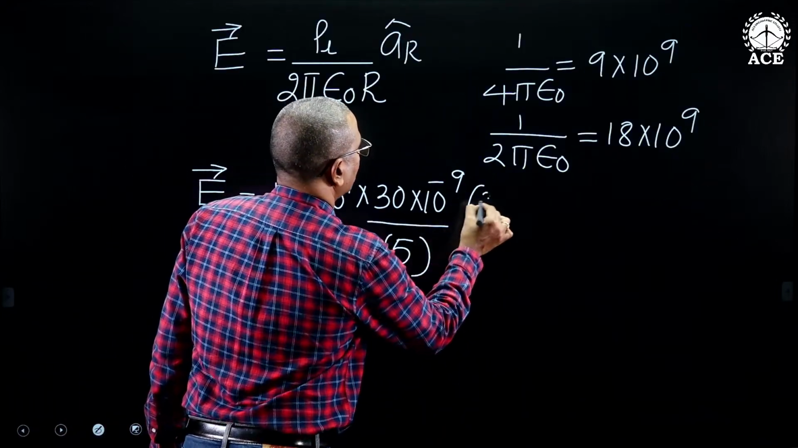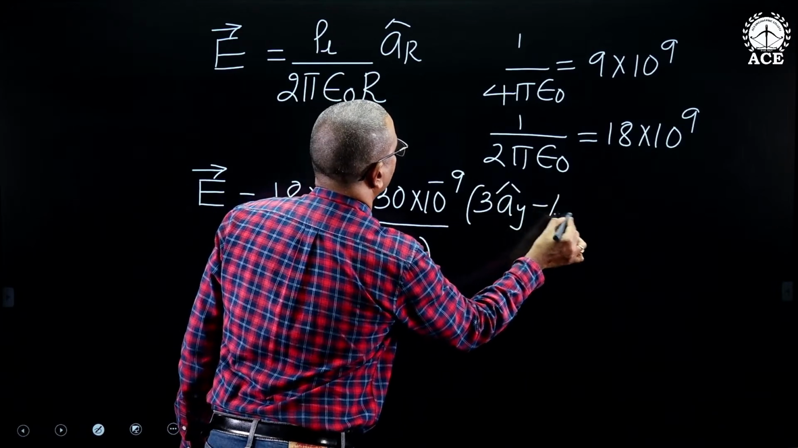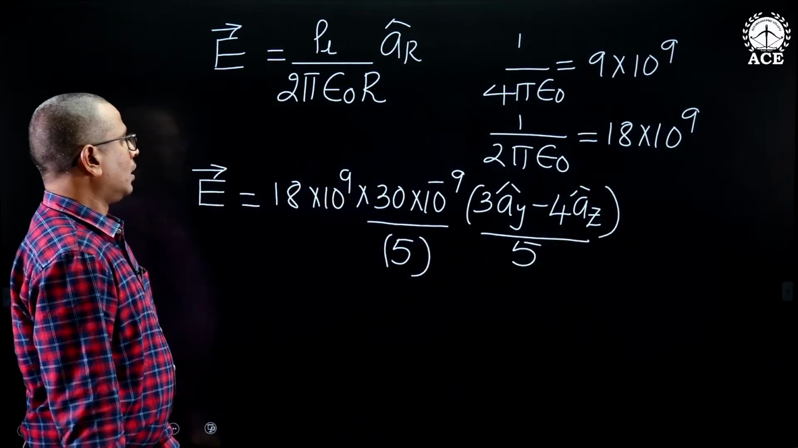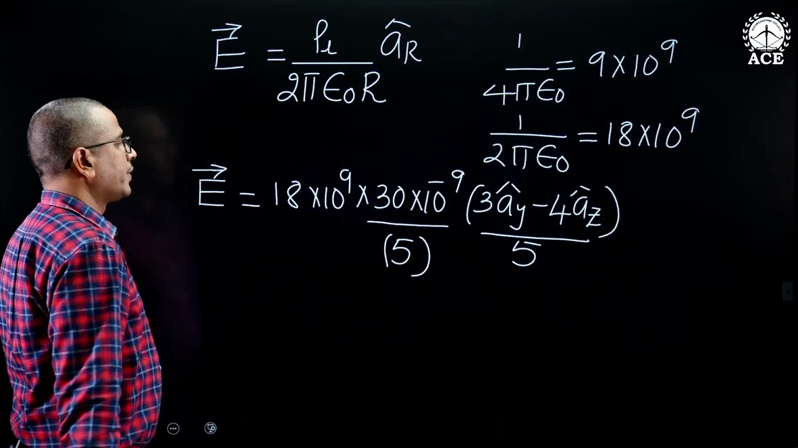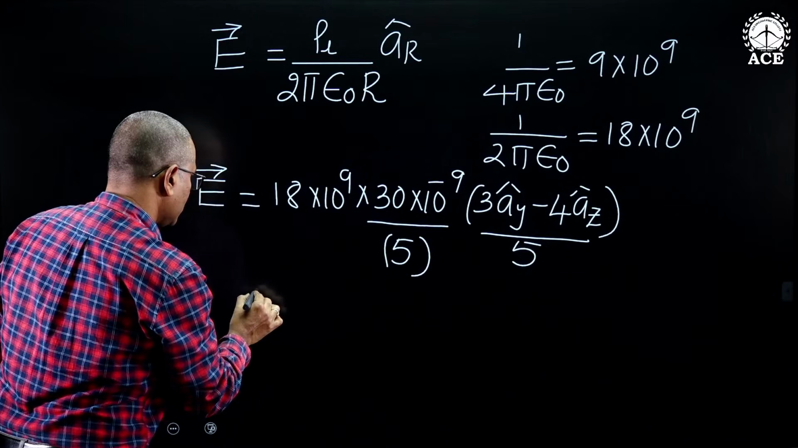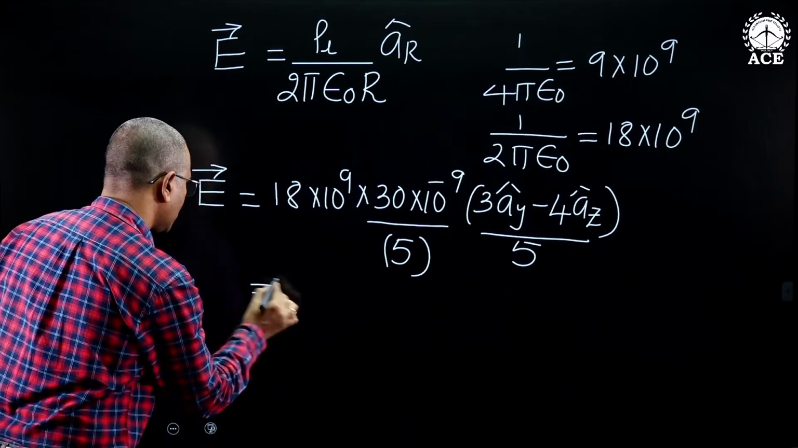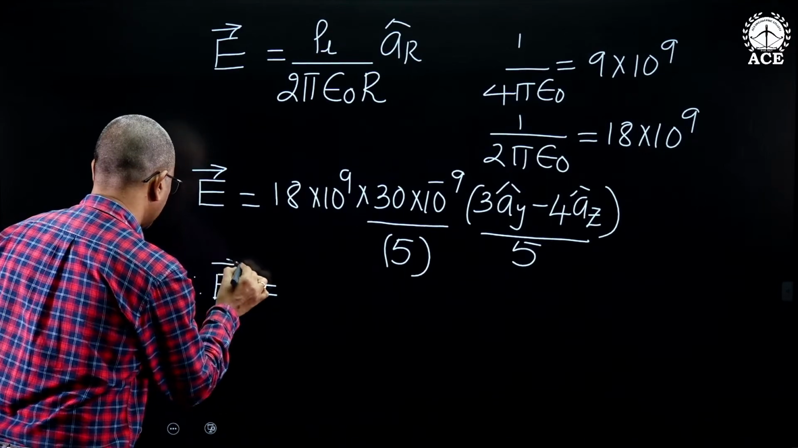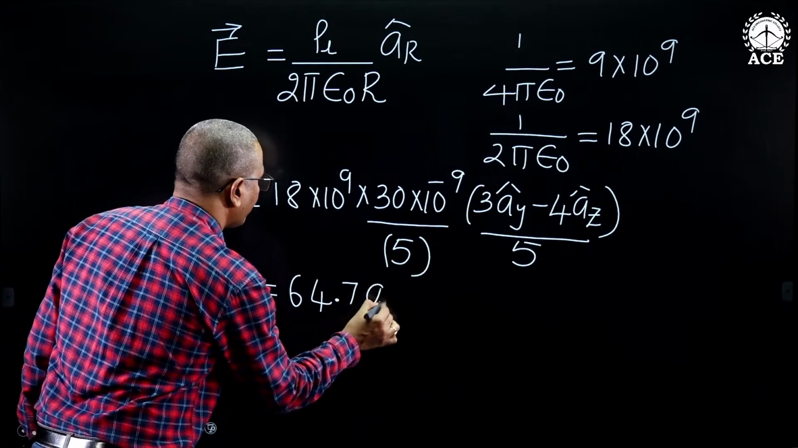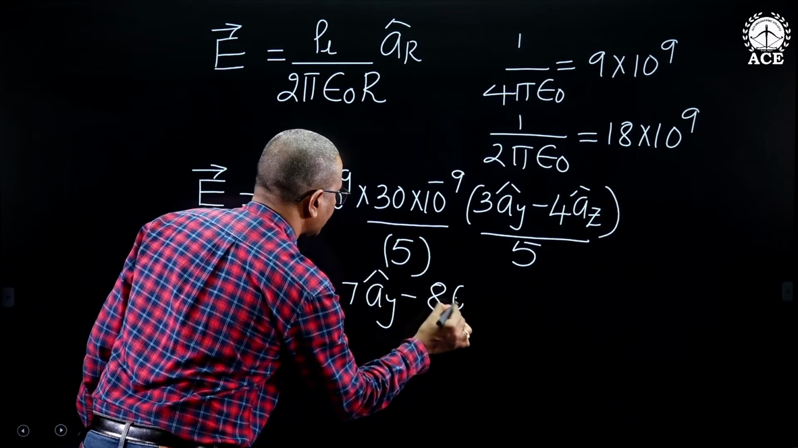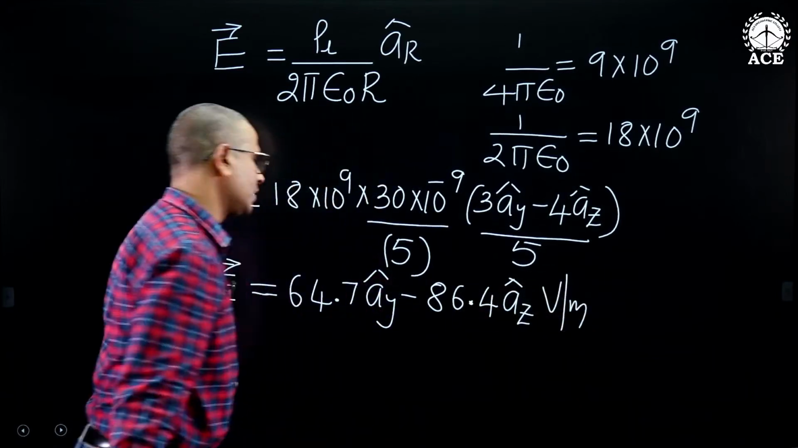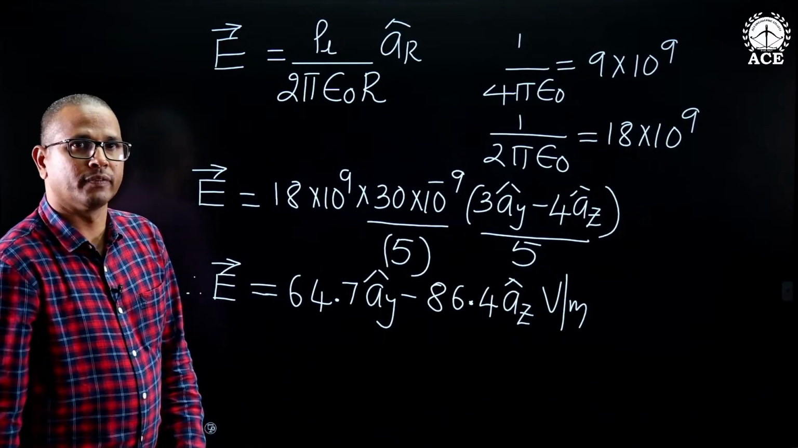I am writing here 3 AY cap minus 4 AZ cap divided by 5. 10 to the power of 9 and 10 to the power of minus 9 gives 10 to the power of 0. Whatever is left, I am writing 18 into 30 divided by 25. After simplifying this, you may get, therefore, E bar, you just verify this calculation, dear students, around 64.7 AY cap minus 86.4 AZ cap volt per meter. This is your answer, dear students. You can verify using your calculator.